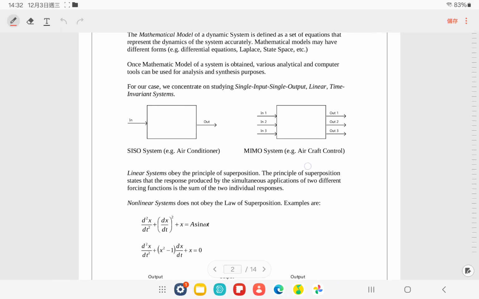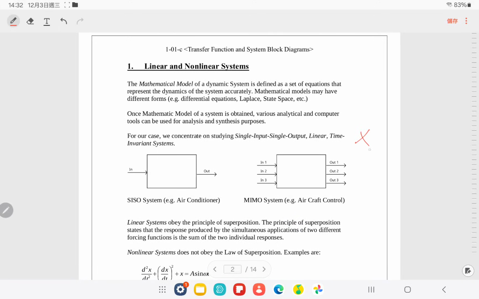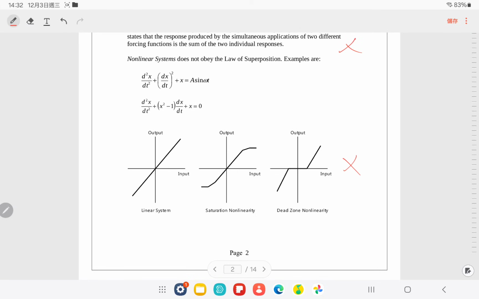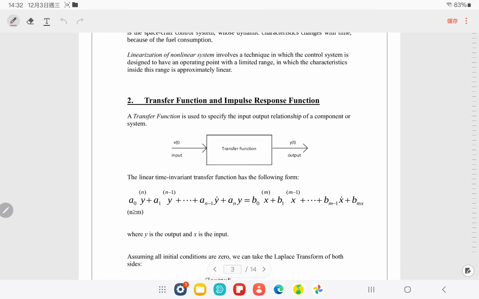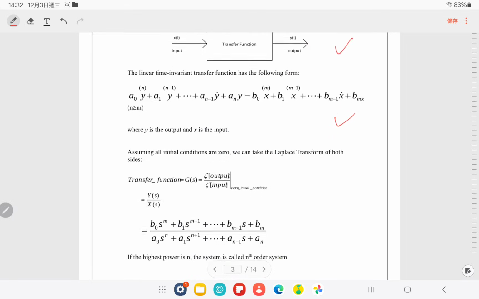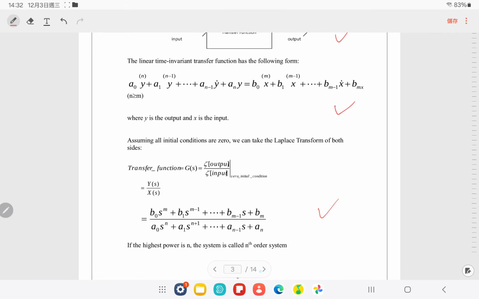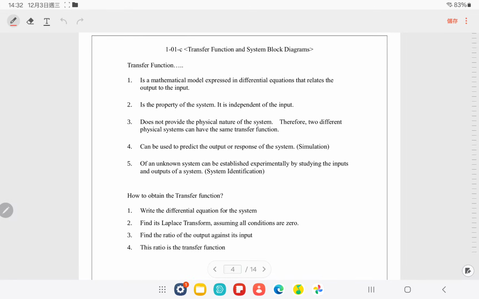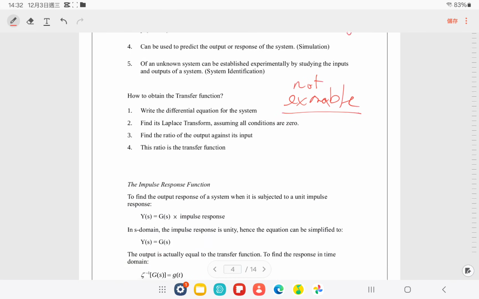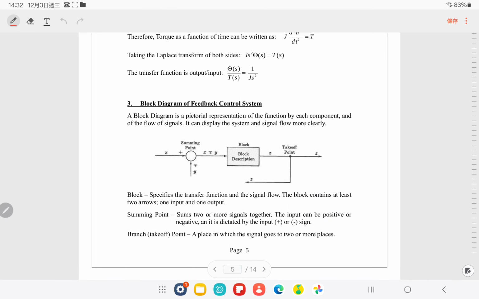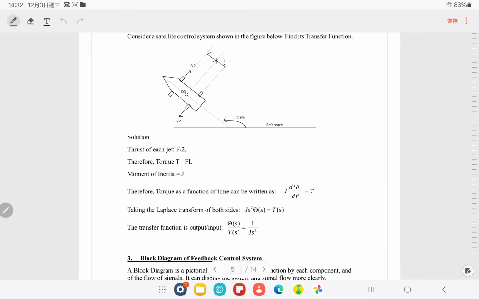All these are very important, but not really for the exam. Okay, this is just for your general knowledge. You need to understand this, but not examinable. Transfer function you need to understand, but not examinable. I will not ask you what is transfer function, the definition of transfer function. Of course, you won't get this type of question. The feedback control, all these.